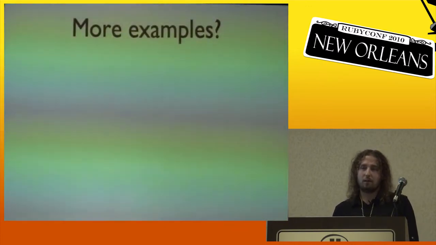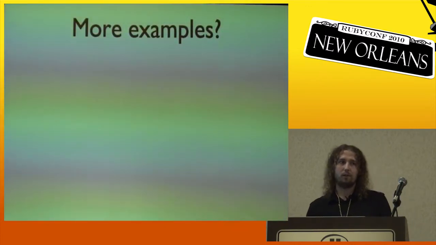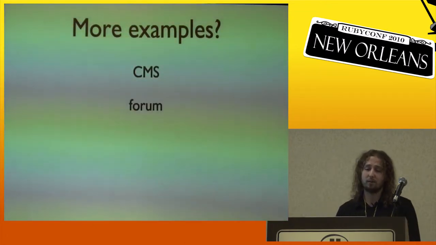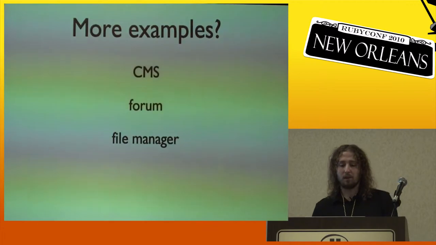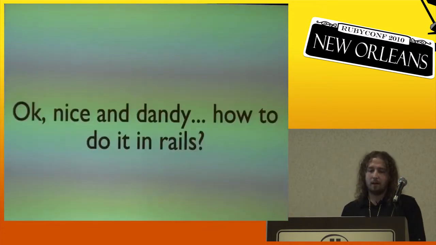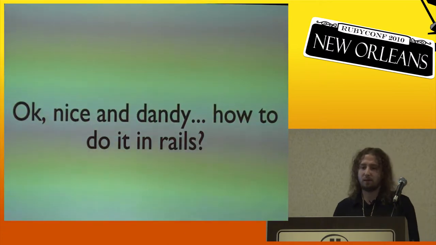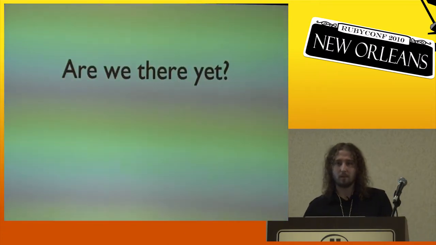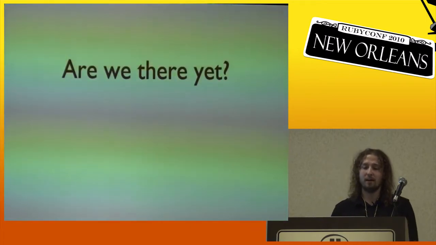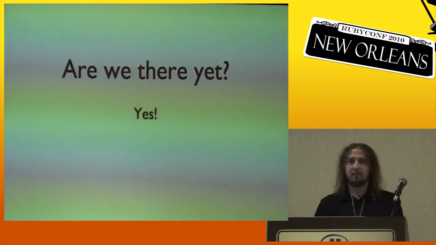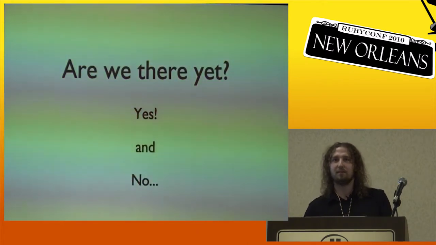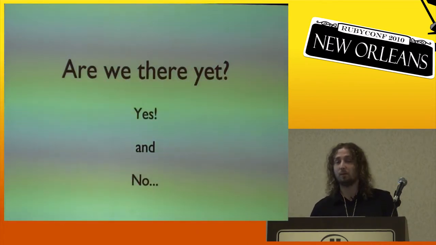And there are of course more examples that can be used as multiple applications, like a CMS for example, static pages, or a forum, or a file manager, or any other things like that. And that's nice, but how can we use it in Rails? And I would ask if you are there, if you can use it now. And I can say that yes, we can use it, but at the same time, it's not done as you would probably expect.